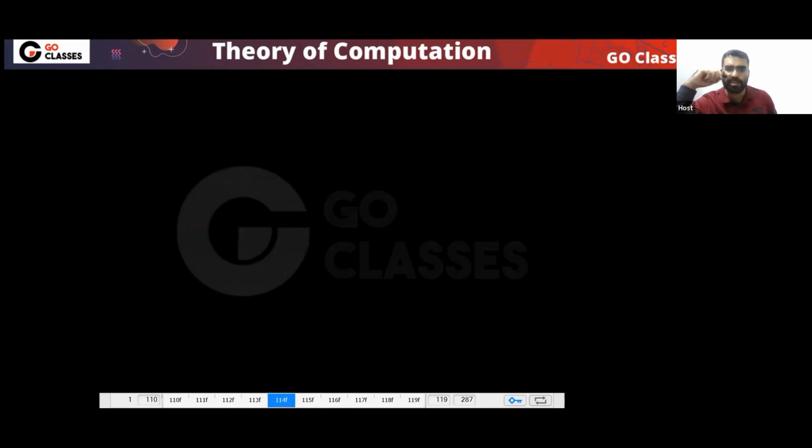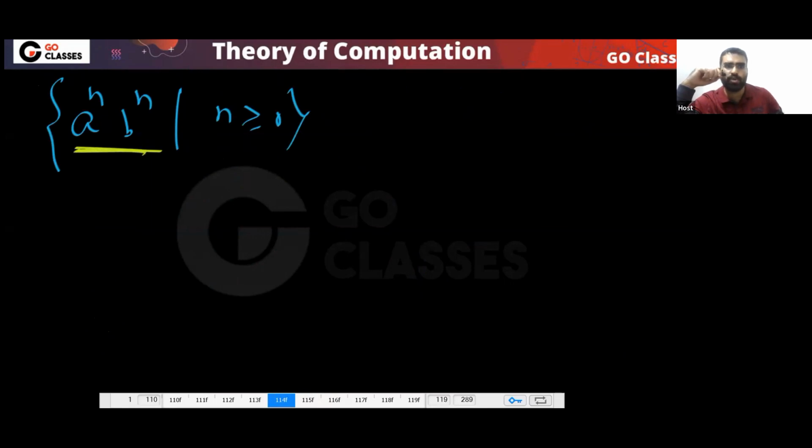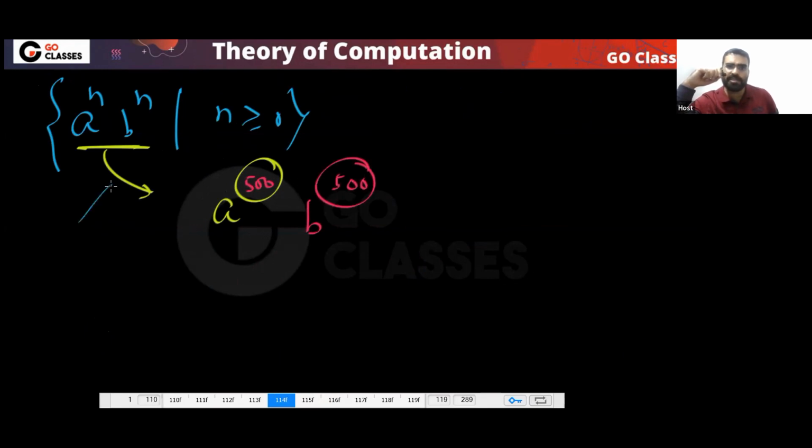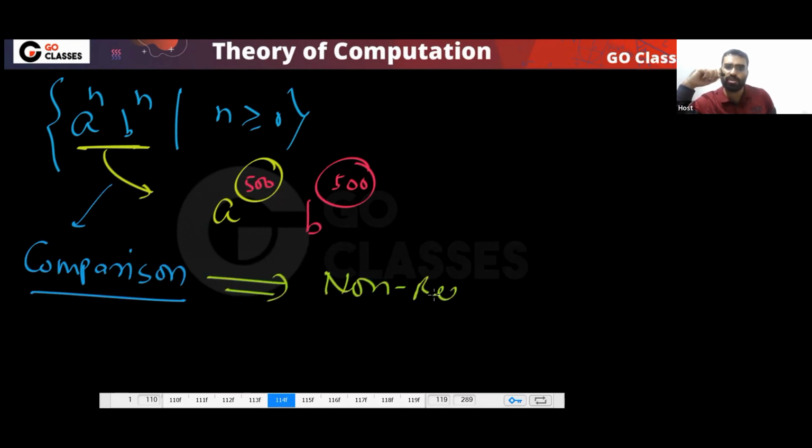Let me tell you something. Some students think like this. If you ask them why this is non-regular, they will say there is a comparison, because the number of A's must be equal to the number of B's. Here you can notice there is a comparison: whatever this number is, this number must be the same. So they will say that because there is a comparison, this language L is non-regular.